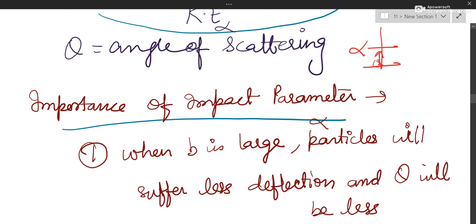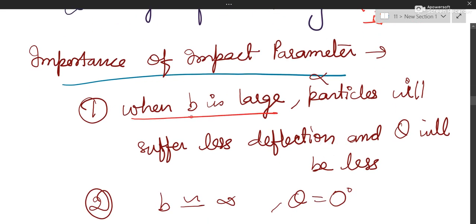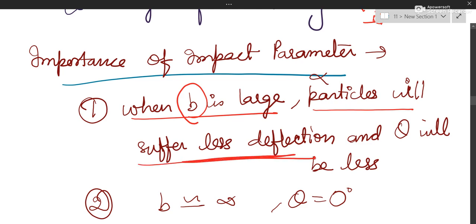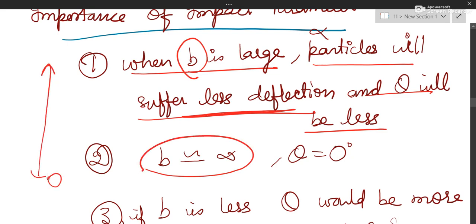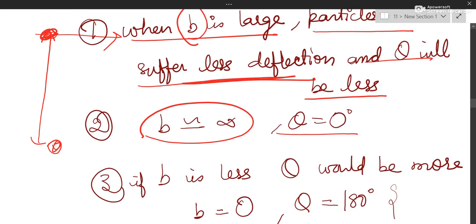Okay, if the distance is large, obviously you will go straight. If B, the impact parameter, is large, then the particles will suffer less deflection and mostly they will go straight, theta will be less. Straight means 0 degree, 0 degree means less angle. So if B is infinity, if you are going too far from the nucleus, then the nucleus cannot affect you because you are too far, so you can go straight. So theta is 0.